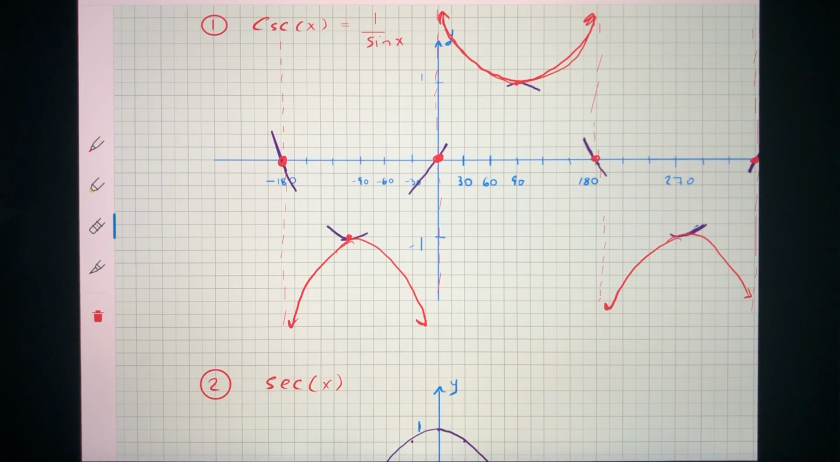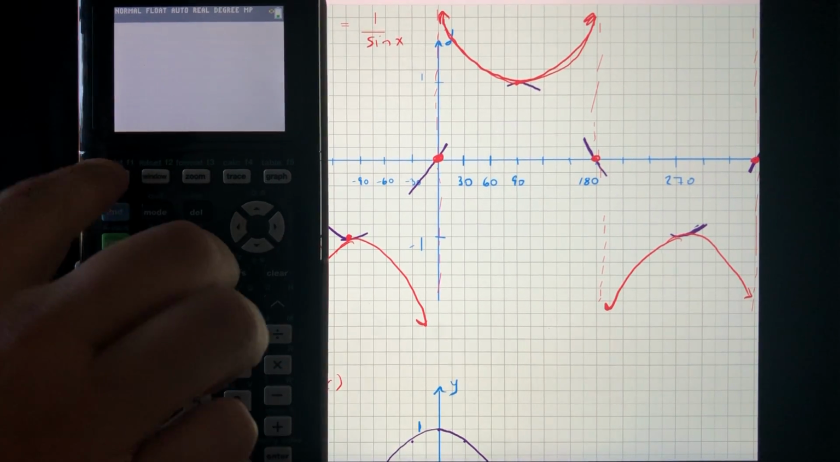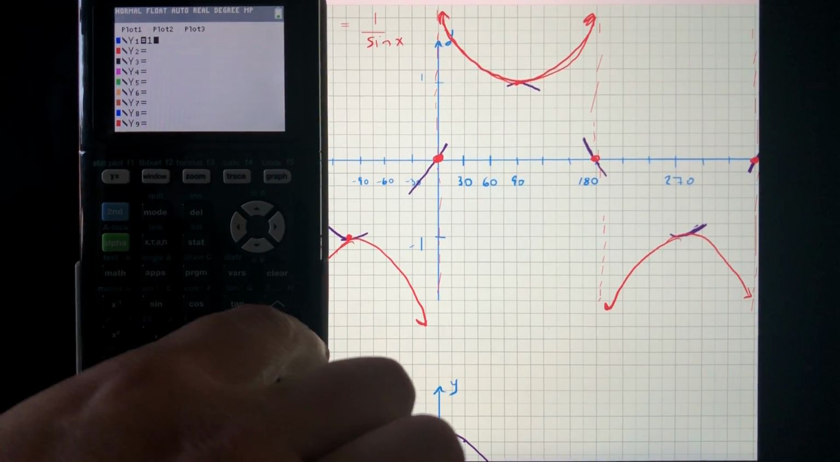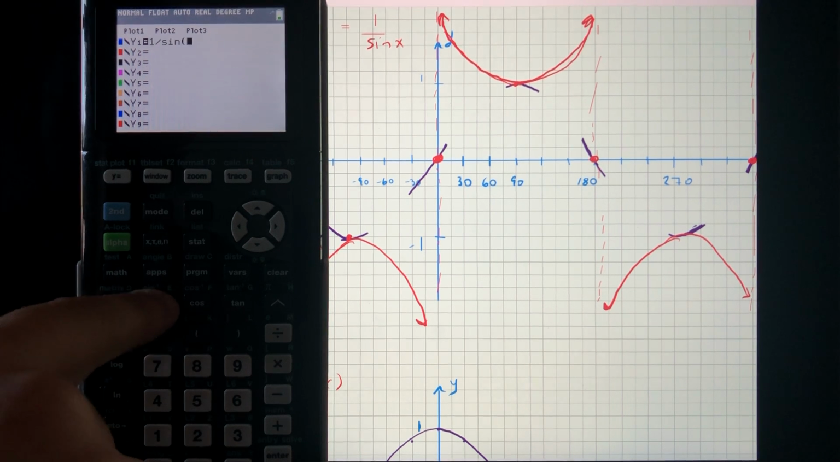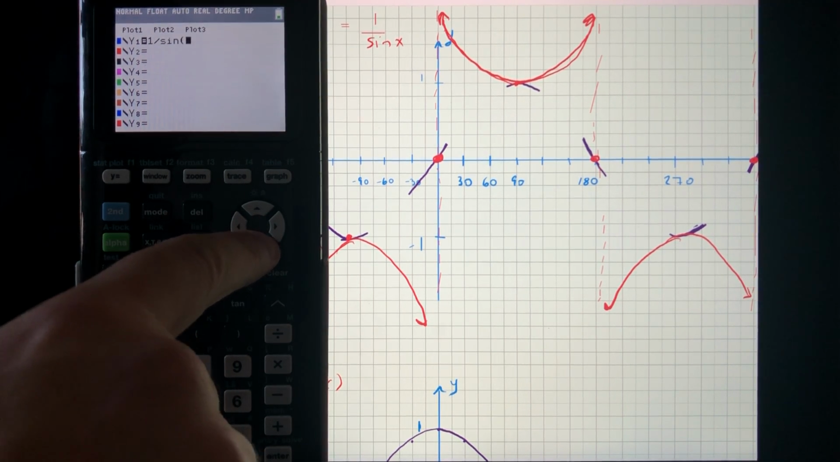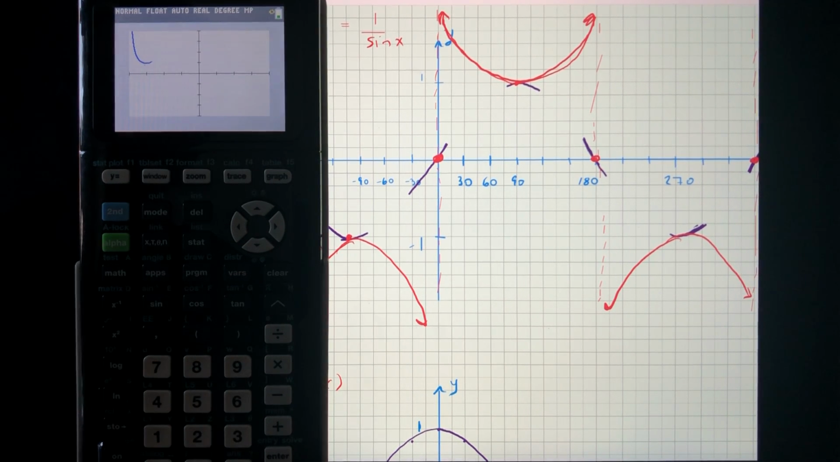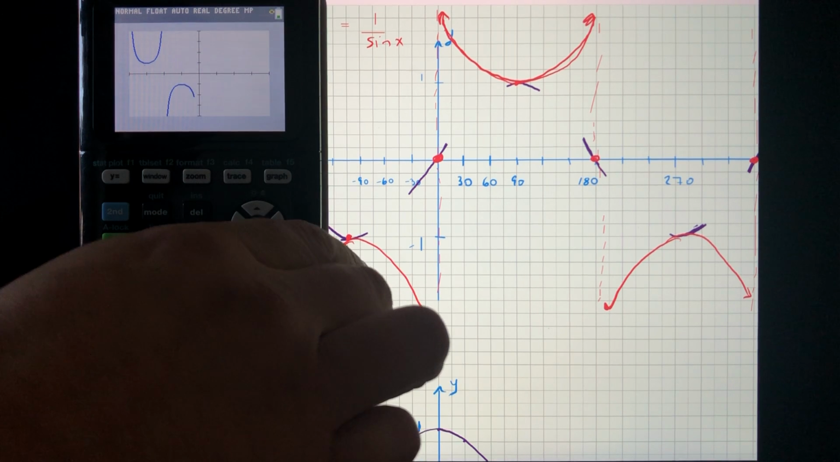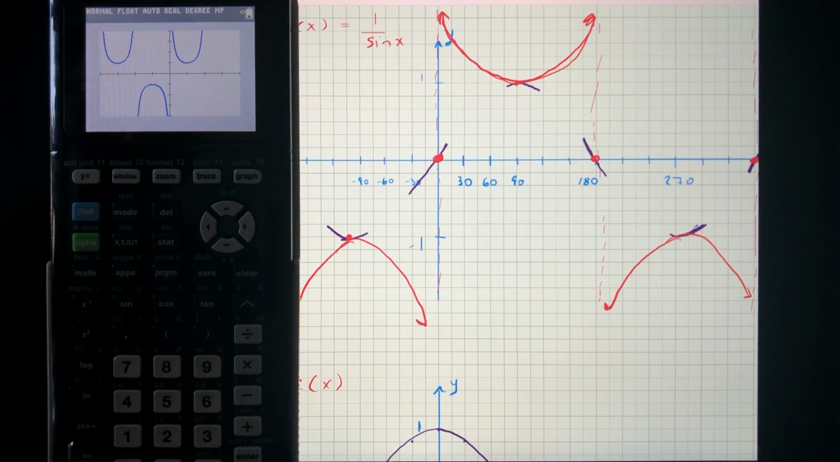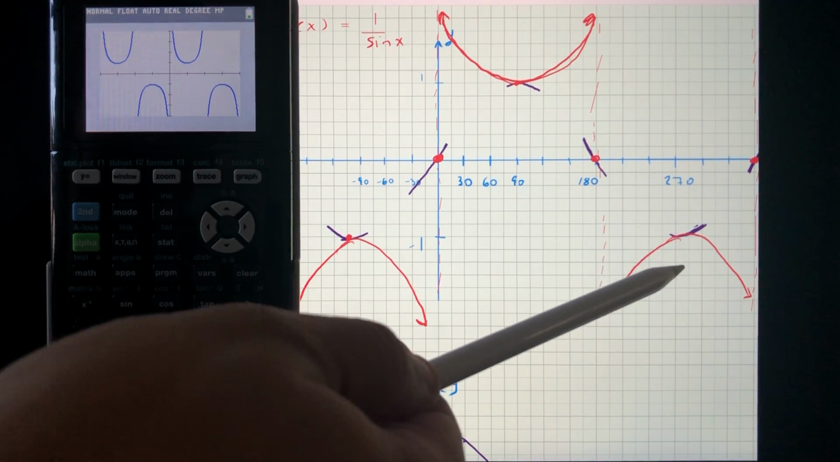Now with a calculator, we can check that also. Here is the calculator, and let us put in 1 divided by sine, which is the cosecant. And here it is. And that's the same exact picture that we have. That's this piece, this is this piece, and that's that.